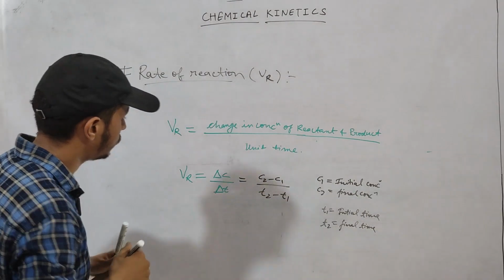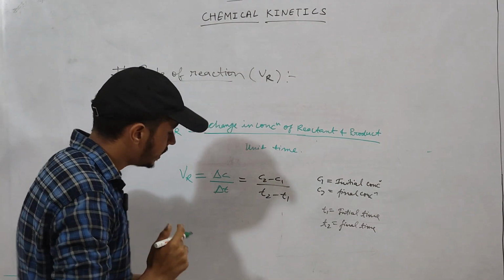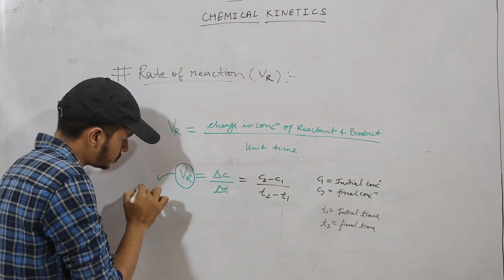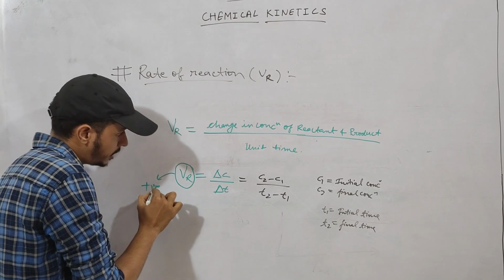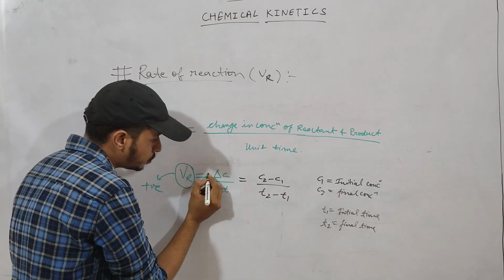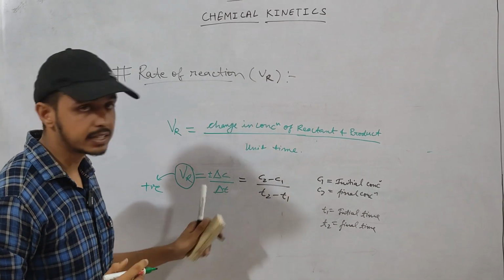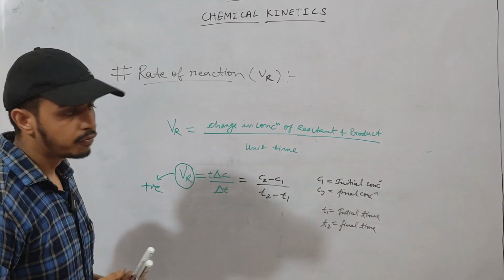So this will be the formula for rate of reaction. You will see that rate of reaction is always positive. This term is always positive. But the change in concentration may be positive or negative.